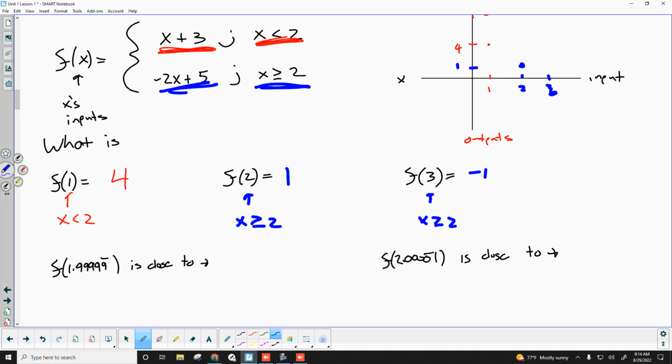Okay. So, what do you think, guys? What should we plug in? Should we be intimidated? We're not asked what we're equal to. We're asked, like, what are we going to get close to when we plug it in? Tell your neighbors, what do you think you get for f of 1.99999 and f of 2.00001? Go. Talk. What are the y values we get?